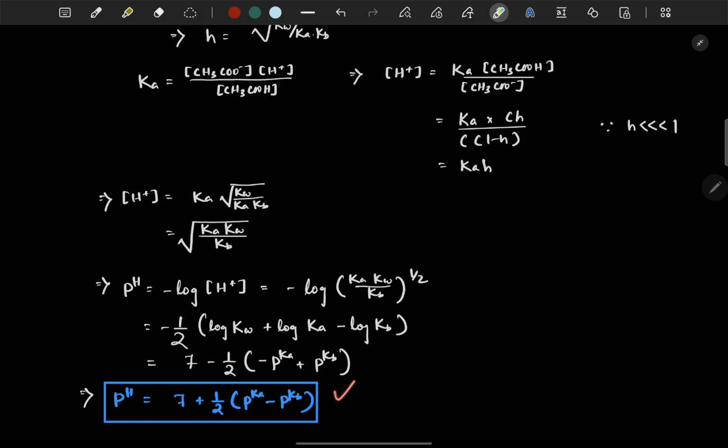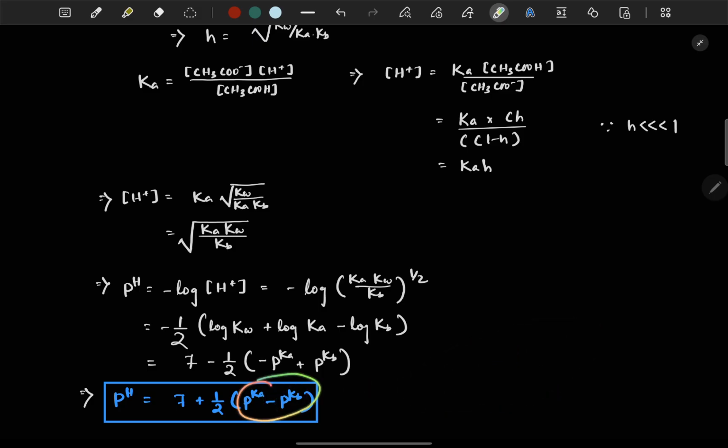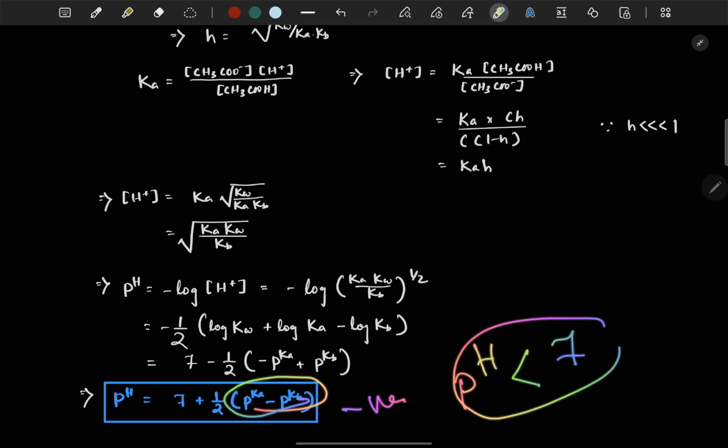So this is the pH formula of a weak acid and weak base, whose pH will depend upon the values of pKa and pKb. If pKa minus pKb is a positive value, the pH will be greater than 7. If pKa minus pKb gives a negative value, the pH will be less than 7.